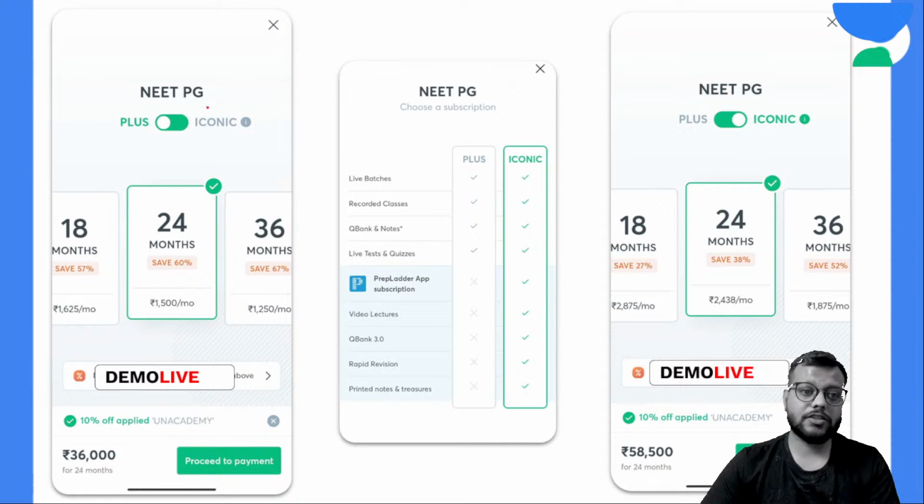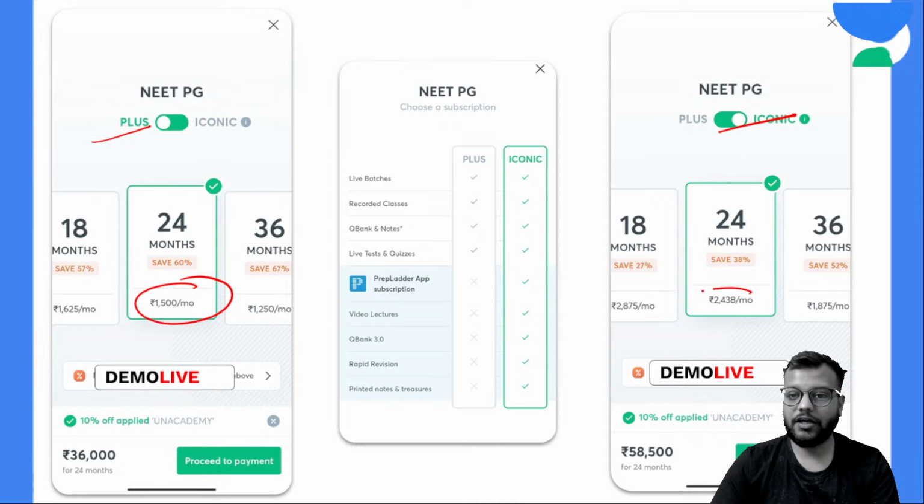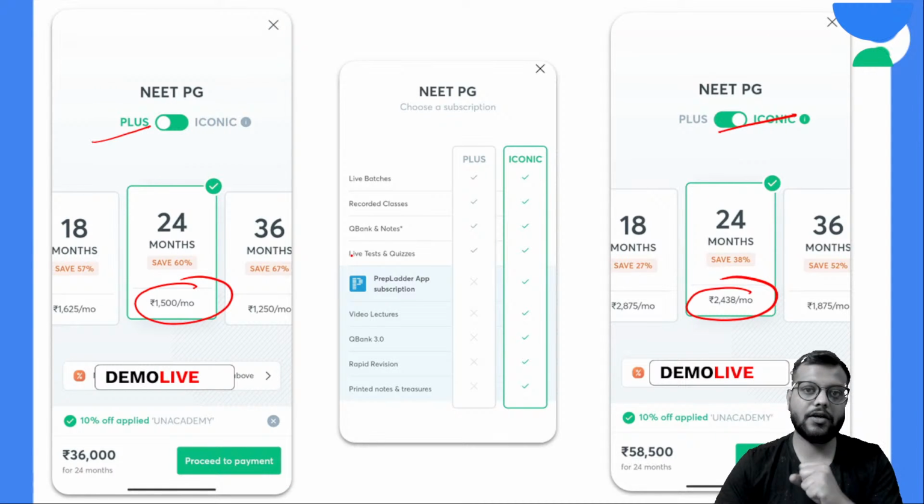So these are the subscription plans, the A plus as well as the iconic subscription, and here you can see that the cost per month decreases significantly if you increase the duration of your course. So economically it will be better for you to take the subscription for a course with longer duration, and academically it will also be beneficial to you. Why?